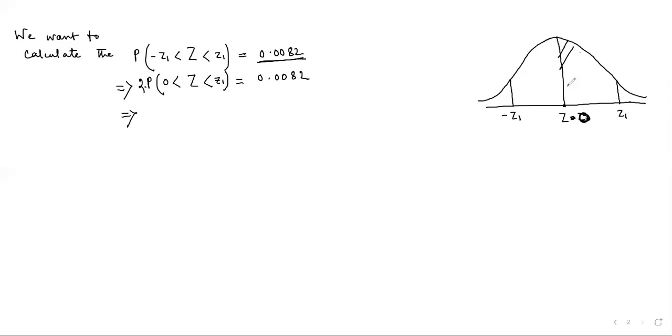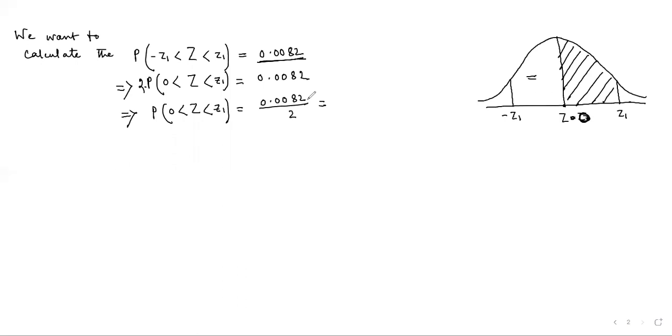Twice of this portion is equal to the total one. Why? Because it is a normal curve, it is symmetric. This portion and this portion are the same. This portion plus this portion gives you the total. So twice of one half of the portion gives you the total probability. Now we want to know for what value of Z1 this happens. From there we can calculate the probability, this 0.0082, which is half of that.